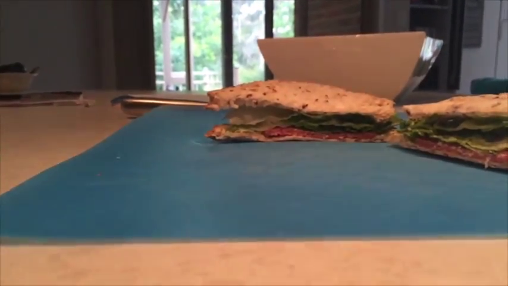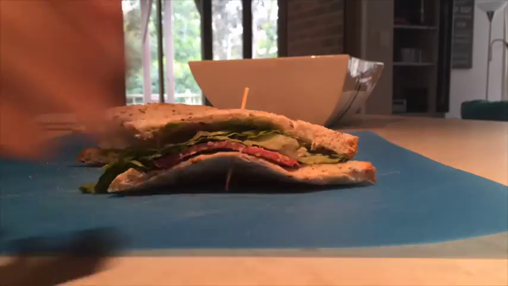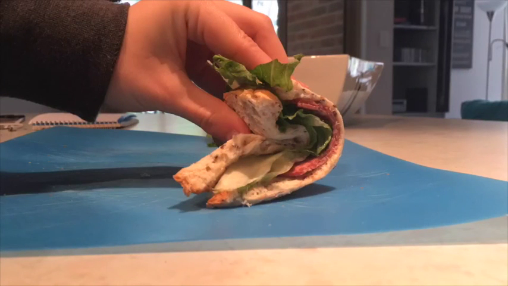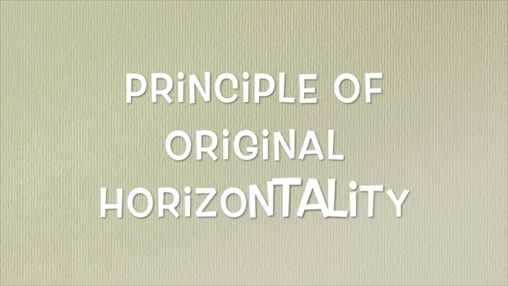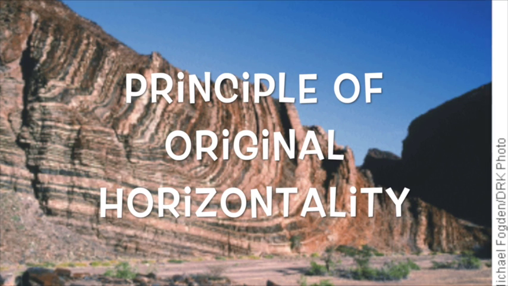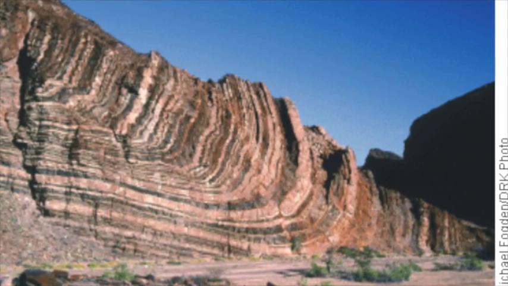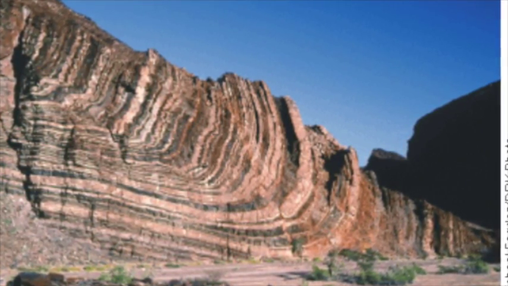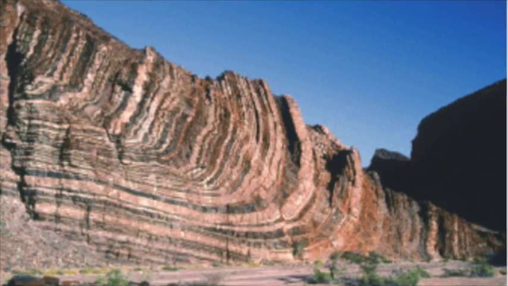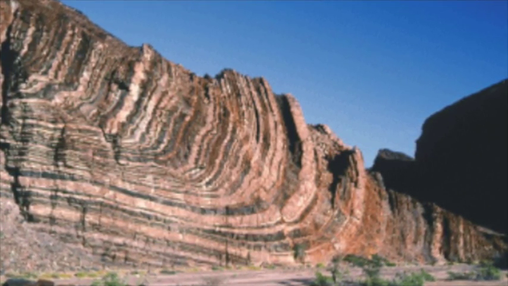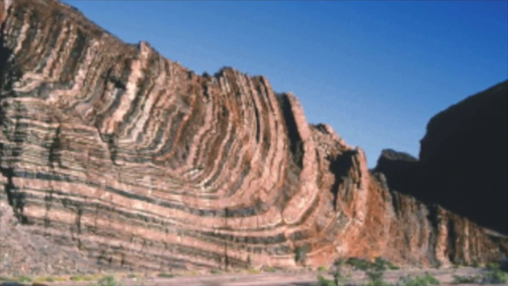Finally, there is one last principle. If you found this sandwich and it looked like this, folded in half, do you think this happened before, during, or after it was made? This leads us to our final principle, that of original horizontality. Layers, now inclined, must have been deposited as nearly horizontal layers. This sort of folding could occur when compression in the Earth's crust causes layers to fold.